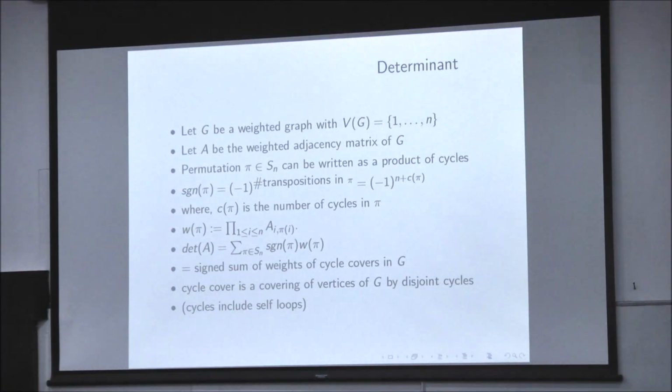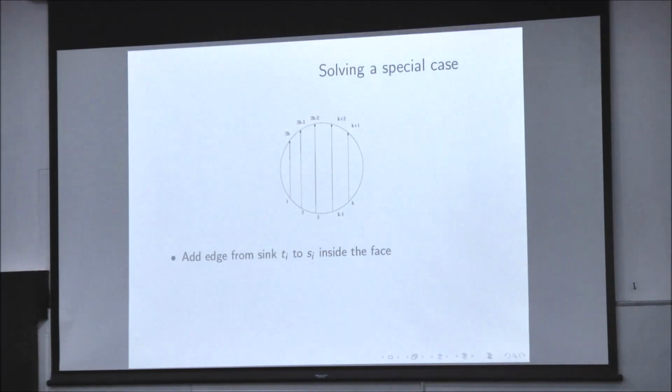Okay. So having seen what the determinant is, let's try to apply the determinant to the disjoint path problem. We will focus on a very special case of the problem, an even more restrictive case than the one we have considered. This is the so-called parallel case, when all the edges are in parallel.